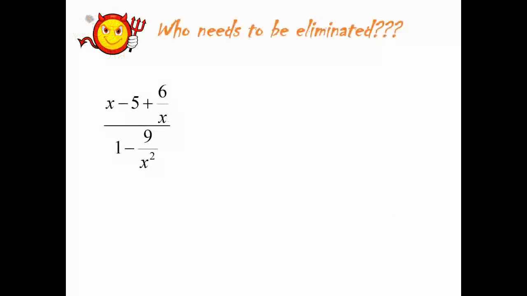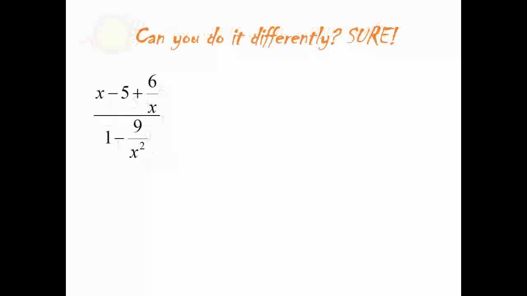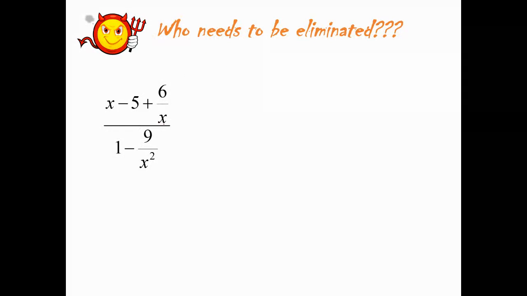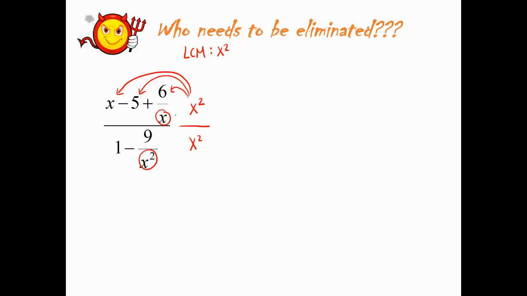Okay, so that's just an option. So we're going to do that here. Who needs to be eliminated? We're going to focus in on our minor denominators here. x and x squared. What's the least common multiple? x squared. So I'm going to go ahead and pick something to multiply by, and I'm going to pick x squared over x squared. That's going to get distributed to everything.